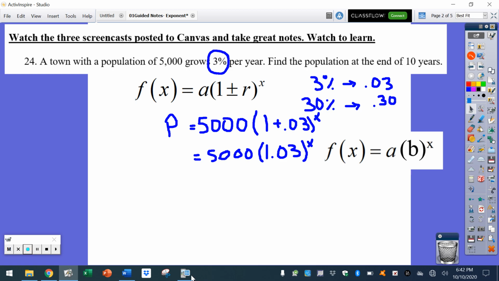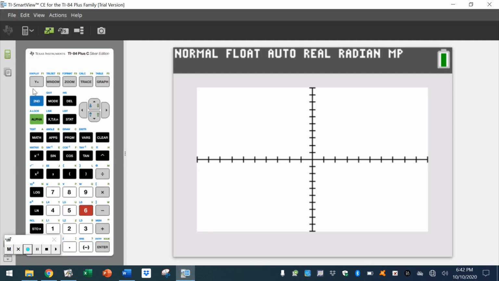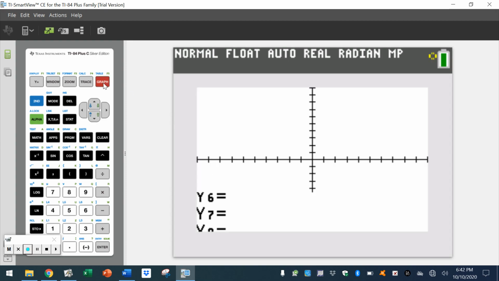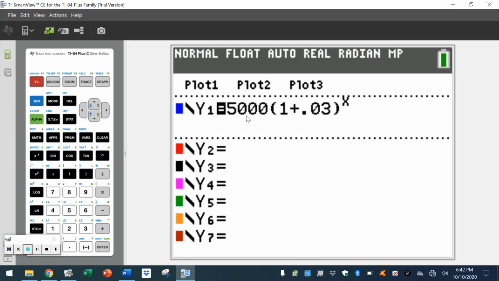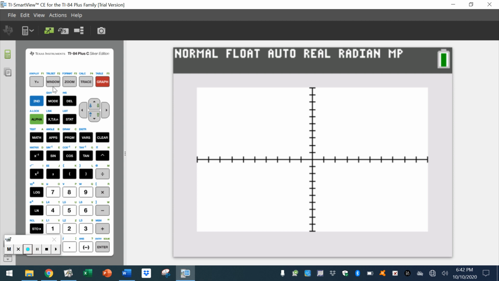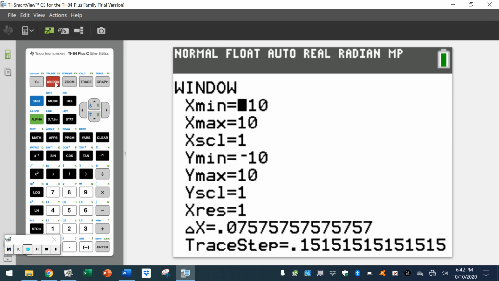I'm going to enter this into the calculator, and we see here that I've typed it in. So I'm going to hit graph, and it did not graph. So think for a second, why did it not graph? Where is the exponential growth? If you think about it, 5,000 is pretty big. It's much bigger than the 10. So this only goes to 10. So we need to change our window to go on the y-axis much higher than 5,000. It's going to start at 5,000 and it's going to grow.